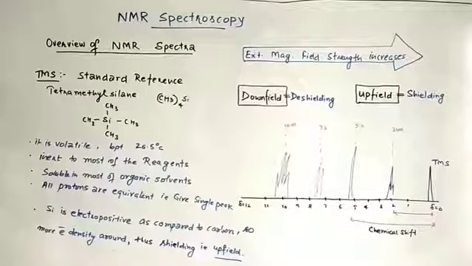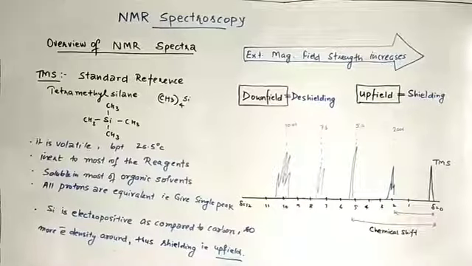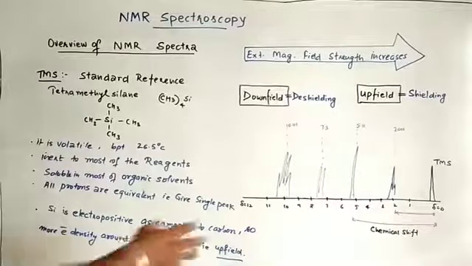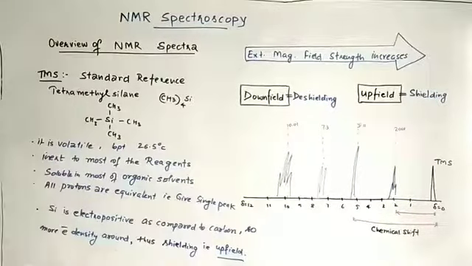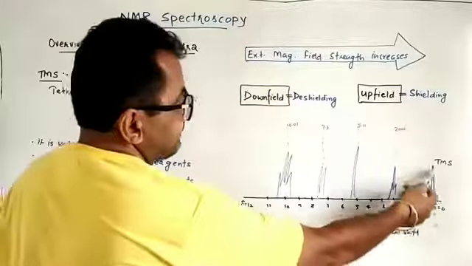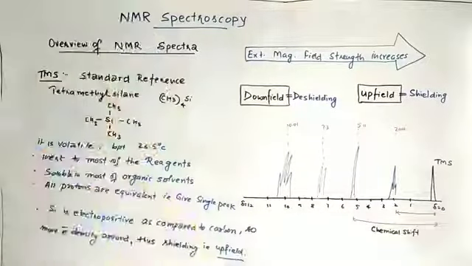And what is the output? The output of NMR spectroscopy looks like this. You can see here, this is a spectrum on a paper. At the right end of the spectrum, you will see a single peak where the delta value is 0. That is because of TMS.